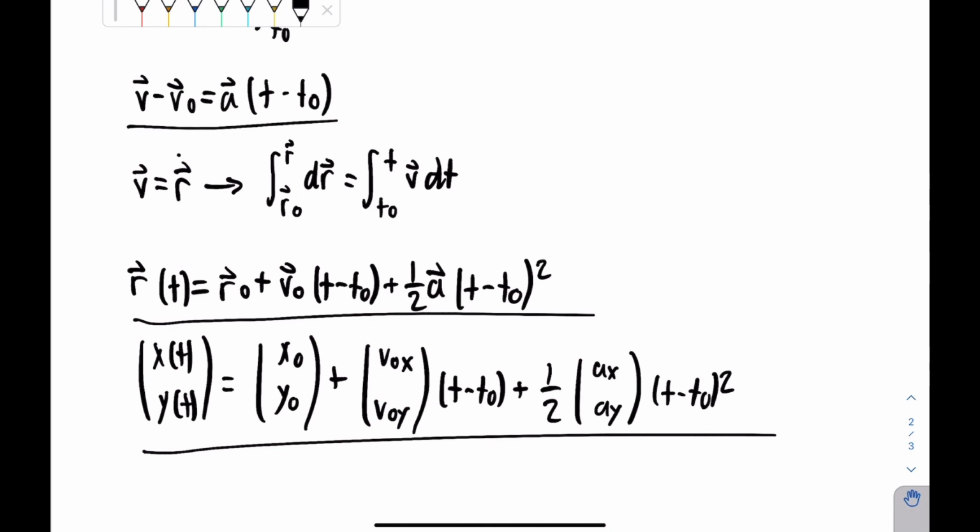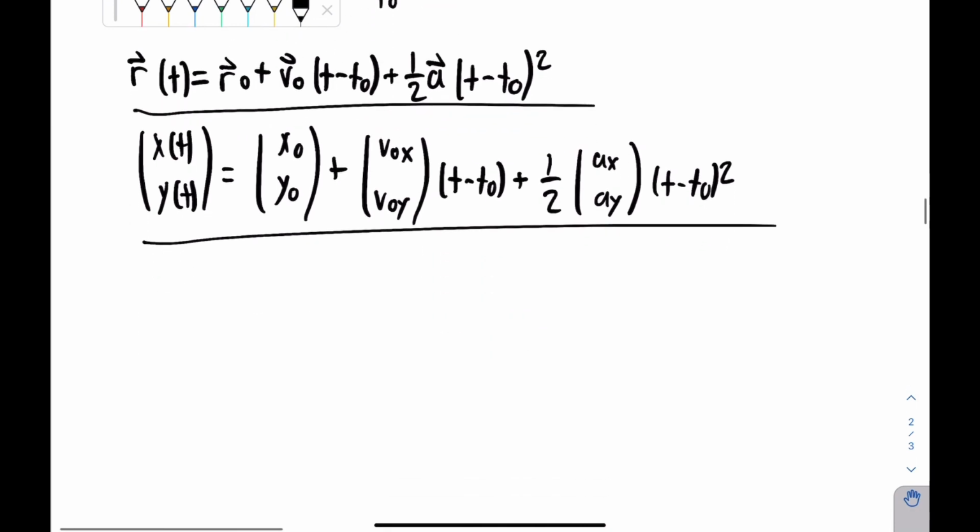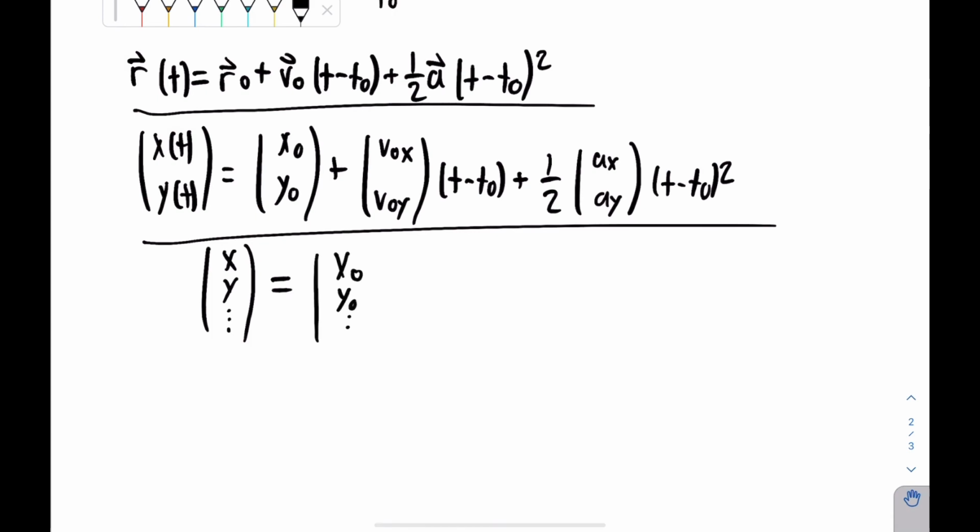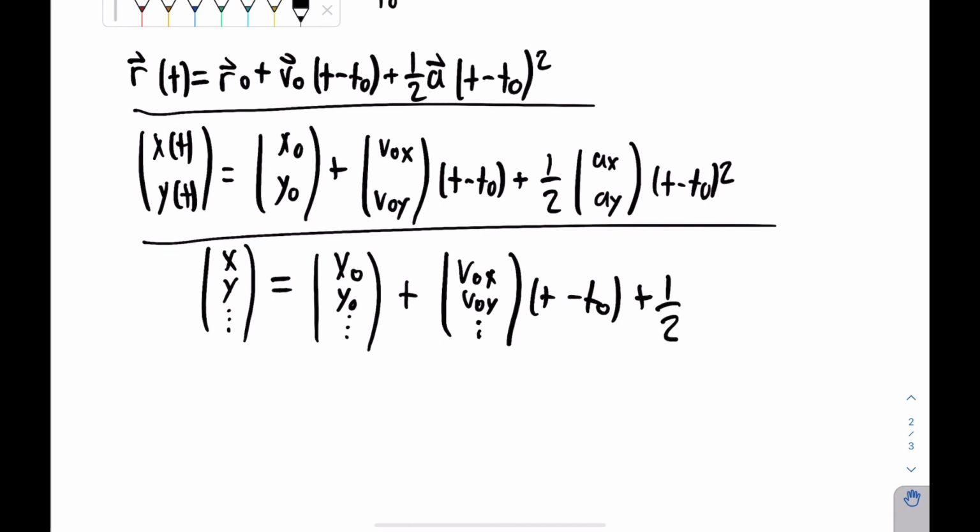Now, for working in even more dimensions, you can expand this. Imagine these matrices go x, y, and then they keep on going down, and you will get the same kind of thing, x naught, y naught, z naught, w naught, whatever you have, plus v naught x, v naught y, and you keep going, t minus t naught, plus 1/2 ax, ay, keep on going, t minus t naught squared. So you can see the expandability that the vectors allow us in this scenario.